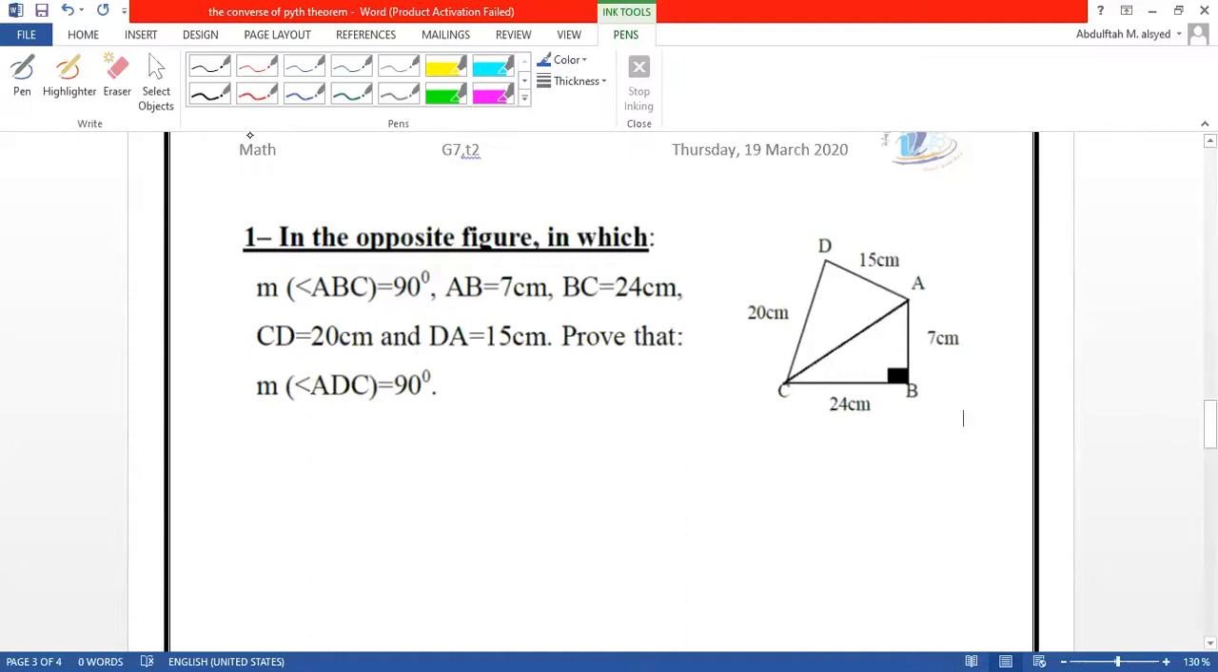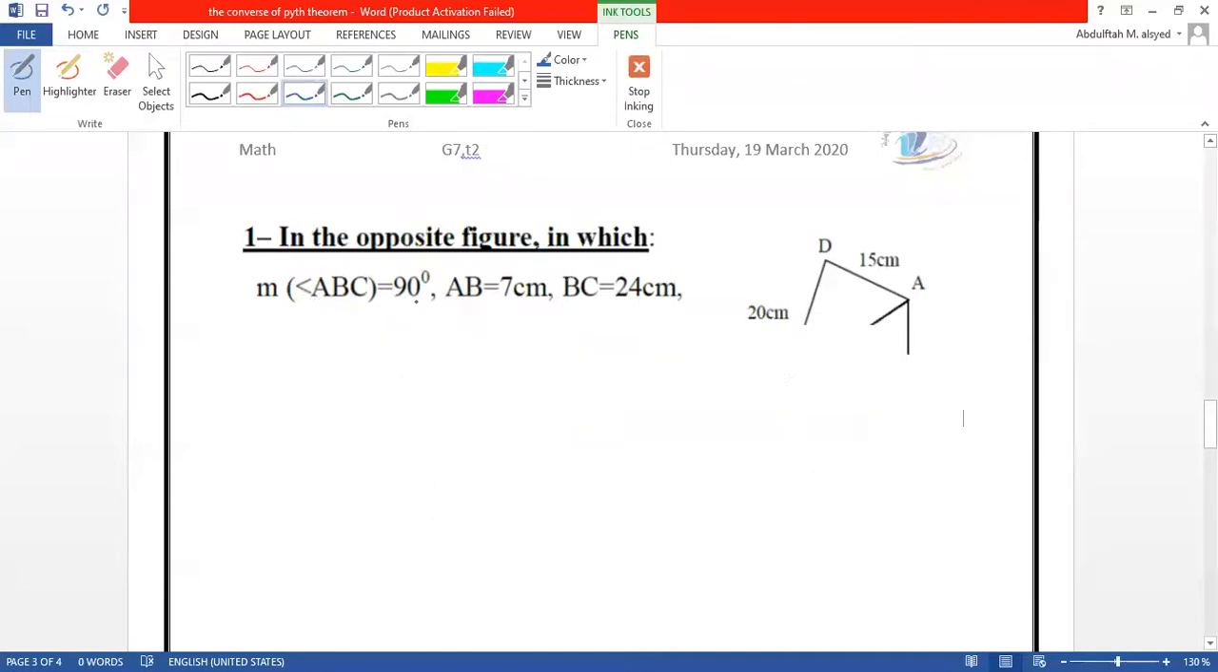السؤال. طبعا هنا السؤال بيقول in the opposite figure in which measure the angle ABC equals 90 degrees. AB equals 7, BC equals 24, CD equals 20, AD equals 15. طبعا make sure the sides are written in the graph. يعني تأكد ان الارقام بتاعتك موجوده والجيفن كلها على الرسمه.